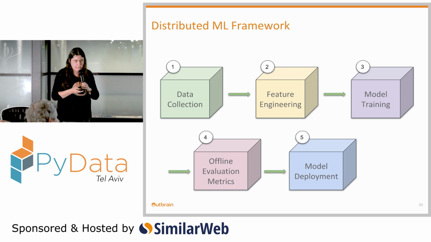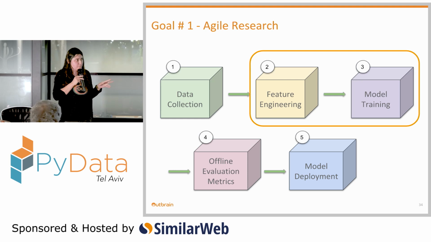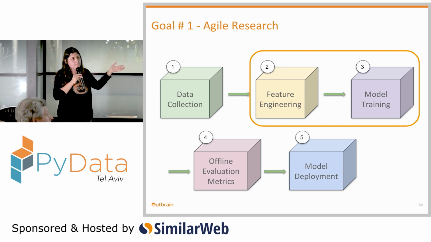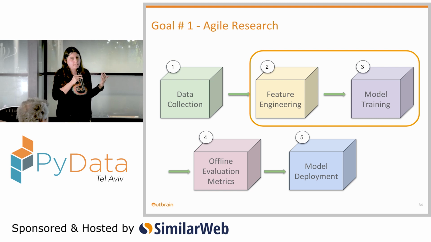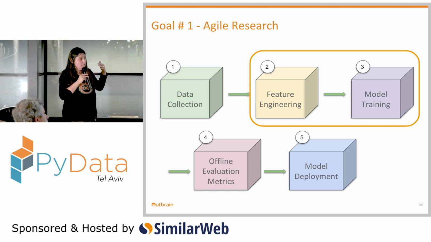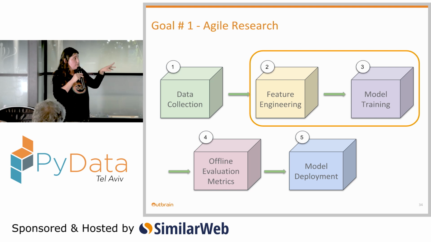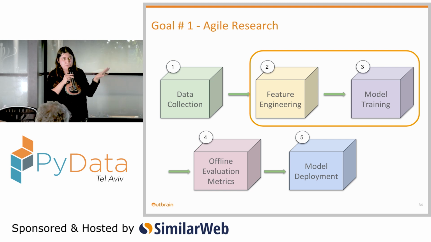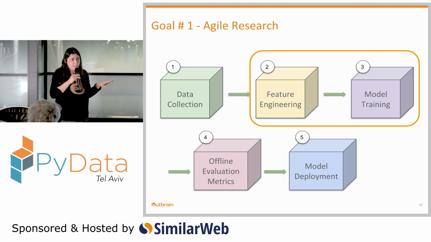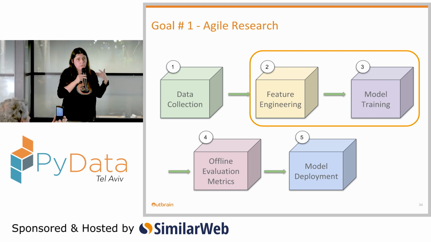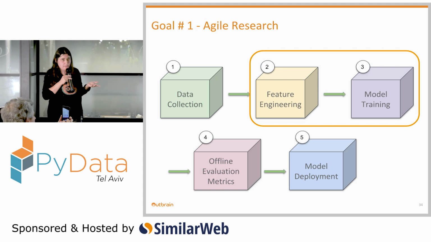And the way it serves us in terms of the two goals we defined is that agile research enables us to get models in very quickly. The reason is that whenever we introduce a new model, we need to re-implement only one component, usually only model training. We don't even need to touch the feature extraction part. Everything else is out of the box. And obviously, data collection and offline evaluation are independent of your model.